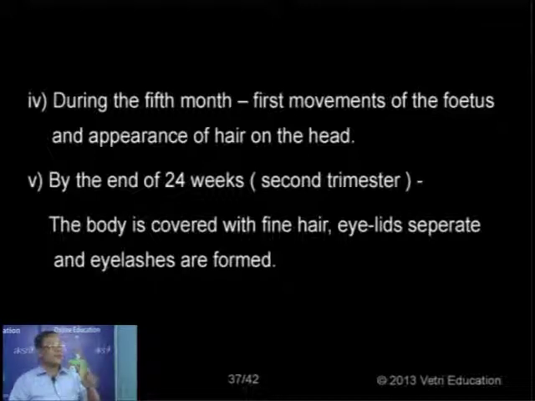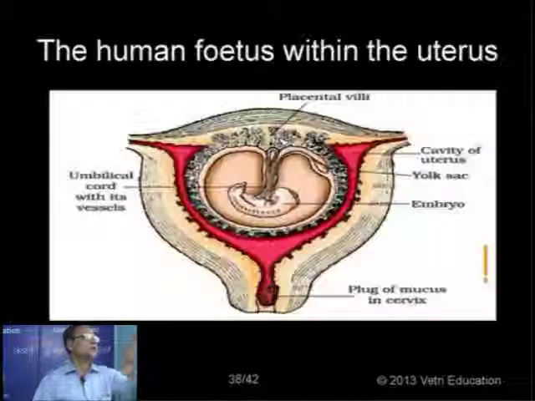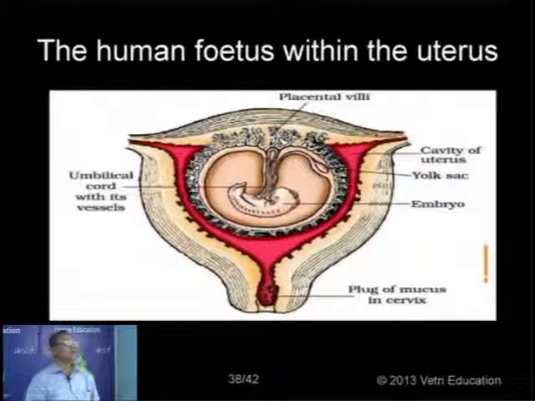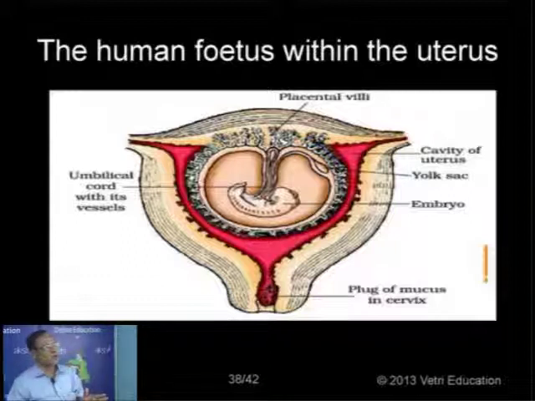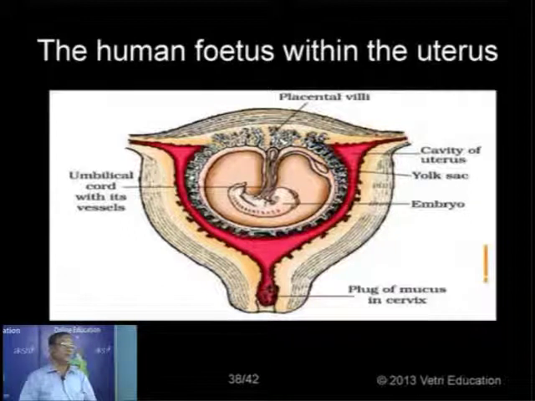By the end of these 24 weeks, by the end of the 2nd trimester, the eyelids open and the eyelashes also form. After that, in the 3rd trimester, almost all the organs are developed. The embryo is now ready to be delivered, and that phenomenon is known as the birth of the baby.